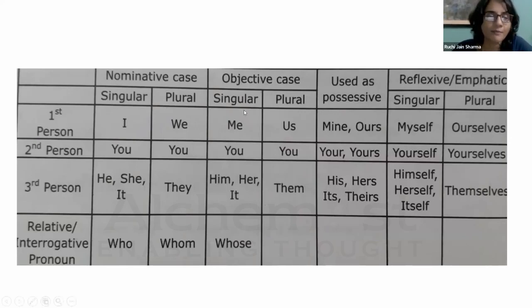So this table is really important. So take a screenshot of it if you want. Okay? Or you can find it in any grammar book.